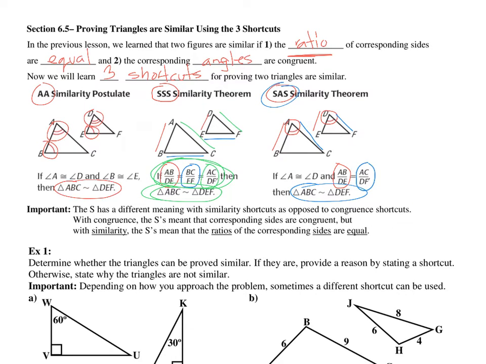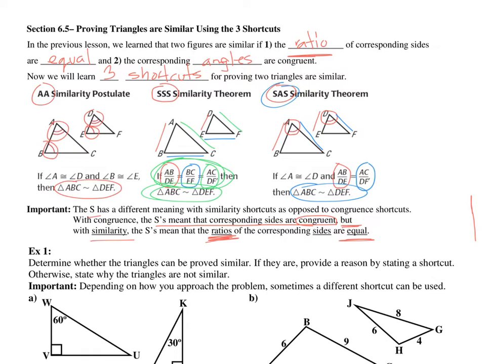Just want to reiterate the point that the S has a different meaning with similarity than it does for congruence. With congruence, the S means that the corresponding sides are congruent, or that they're equal. But with similarity, the S's mean that the ratios of the corresponding sides are equal. Okay, watch out for that. So let's go over some examples and see how we can apply these shortcuts.